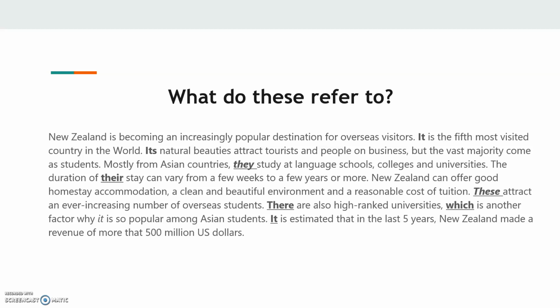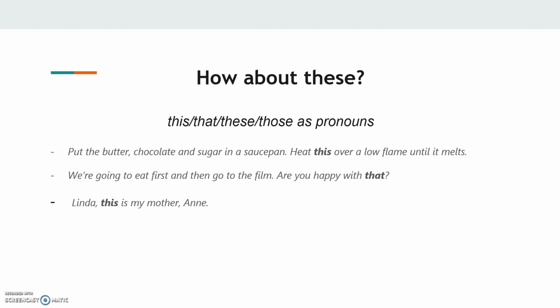We will now look at the use of demonstratives as pronouns. In the first sentence, this refers to the saucepan. In the second sentence, that refers to the whole sentence that precedes it. So it refers to us going to eat first and then going to the film. In the third sentence, this refers to Anna or mother.